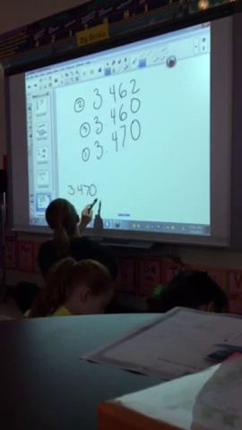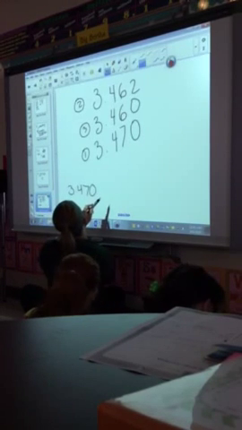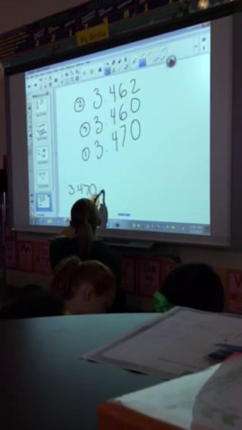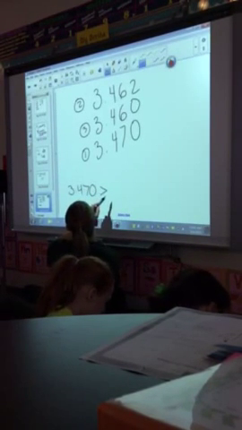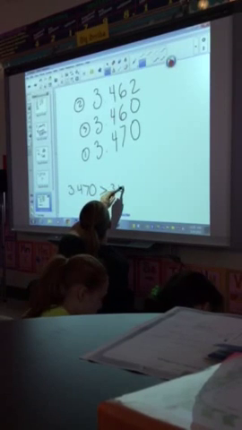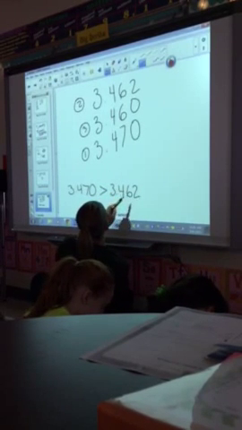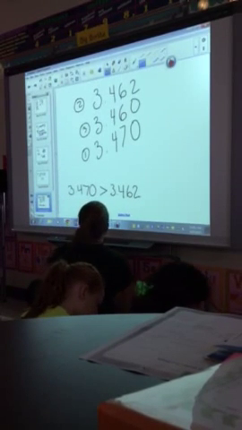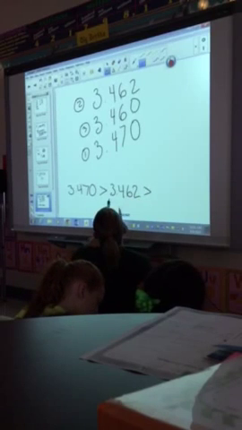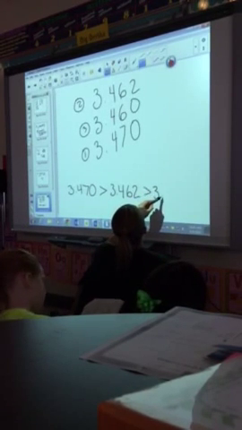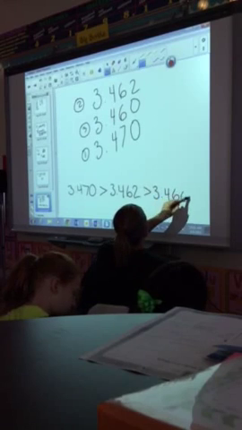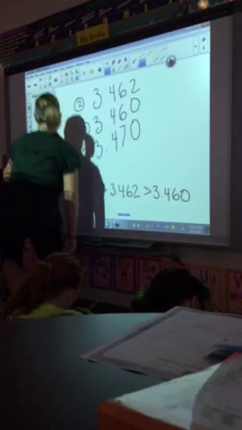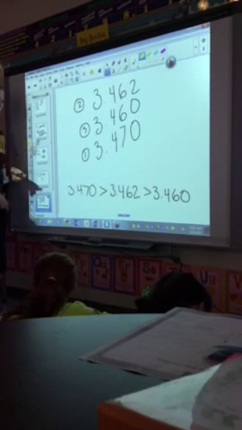3.470, is it greater than or less than the next one? Greater. It's greater than, so I need the greater than symbol. 3.462. And is that second one greater than or less than the third? Greater. It's greater than. Notice the way I'm making 2 comparisons. 3.460. You see the way that there are 2 comparisons within this?